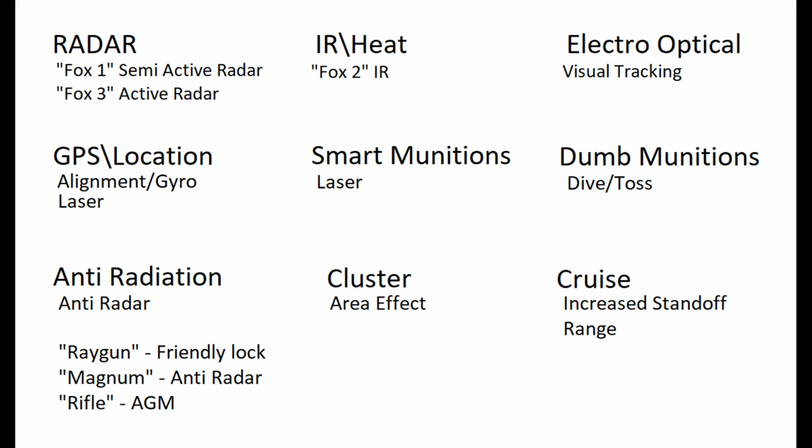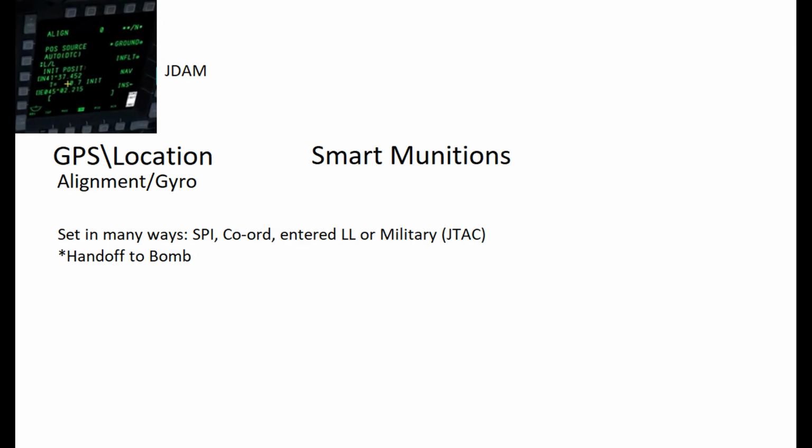Welcome back. Now we're going to look at another one of the smart munitions. We're going to look at GPS and location munitions. The JDAM falls under this umbrella, as do many others. But this is different from the laser. So you've got the laser, and these are two very distinctive ways of getting your smart munitions on target.